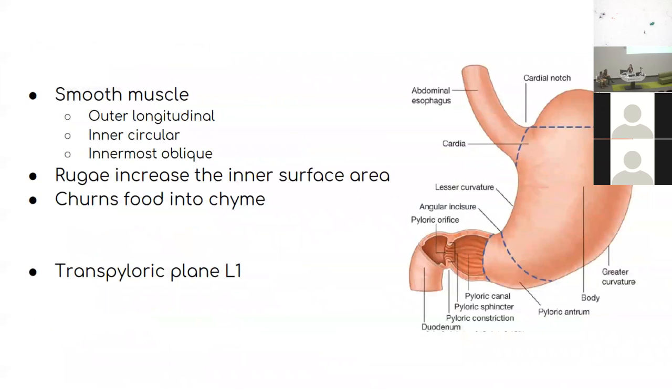We've got the lesser curve and the greater curvature as well. The stomach has smooth muscles: an outer longitudinal, inner circular, and innermost oblique layer. There's rugae, which increase the surface area to be able to act really well to churn the food into chyme.